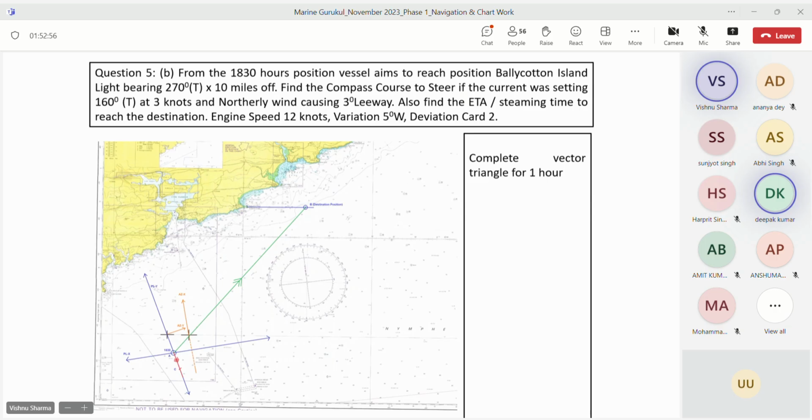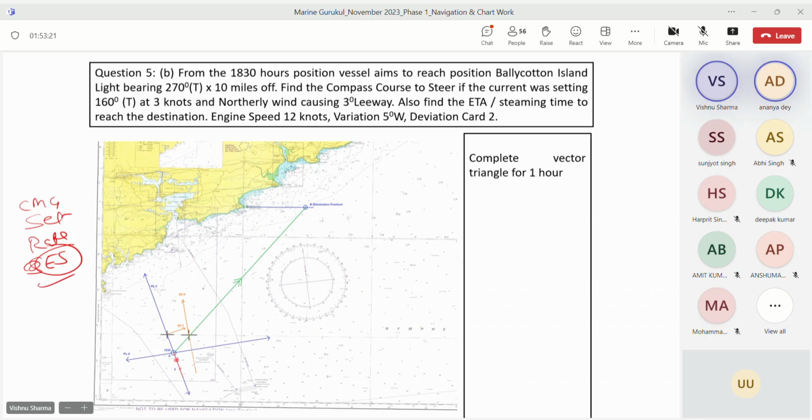Yes or no? The drift for 1 hour, correct? Yes, sir. That point is already on display. That point is T. So we have used CMG on the chart, plotted. We have plotted set. We have used the rate. How do I use the engine speed now? Tell me. For 1 hour, what can I do now?